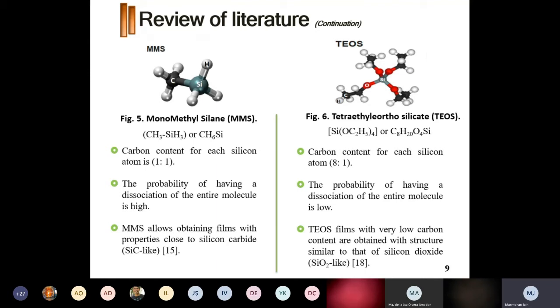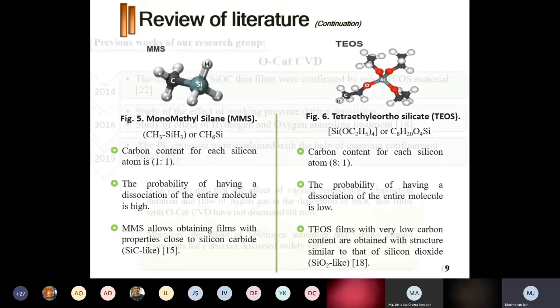If we talk about the probability of dissociation of the entire molecule, it is very high in MMS, while it is very low in TEOS. So in MMS, we get more silicon carbide-like silicon oxycarbide thin films, while we get silicon oxycarbide thin films which are more silicon oxide-like in the TEOS method. That's why we are using two separate kinds of materials here.